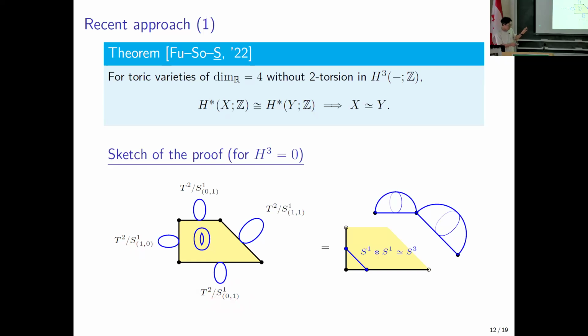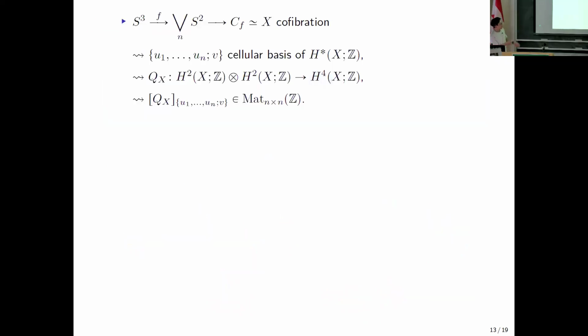So the entire space can be understood as just a mapping cone of a certain attaching map from S3 to a wedge of two spheres. So this is the homotopical interpretation of the four-dimensional toric variety, right? So we have this cofibration, right?